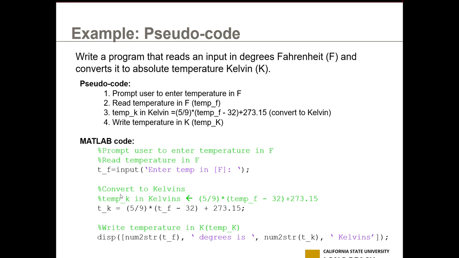Step 2, we're going to convert it to kelvins. So this is the equation for it. And all we're going to do is define a new variable called T_K, which means temperature Kelvin, is equal to some equation, which is dependent on the variable T_F. And then finally, the last line, another function that we have not learned yet, is going to be writing that information or outputting that information back to the user.